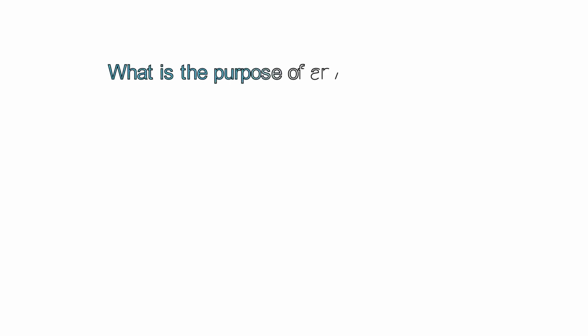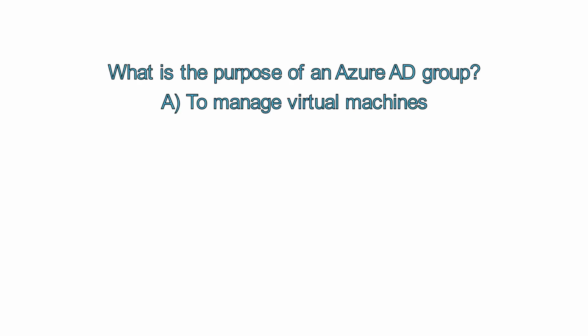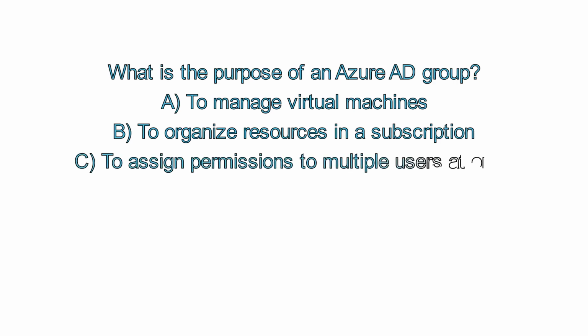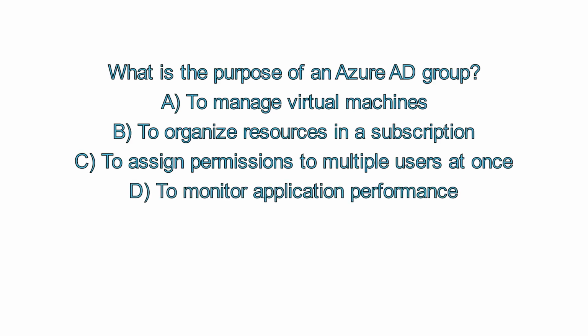What is the purpose of an Azure AD group? A. To manage virtual machines. B. To organize resources in a subscription. C. To assign permissions to multiple users at once. D. To monitor application performance.